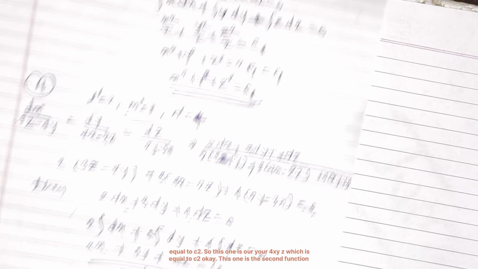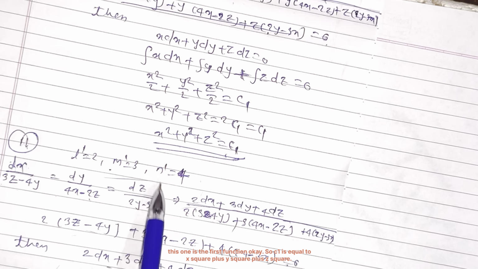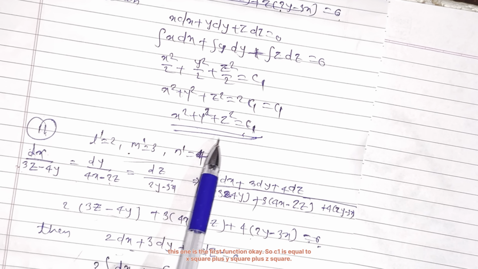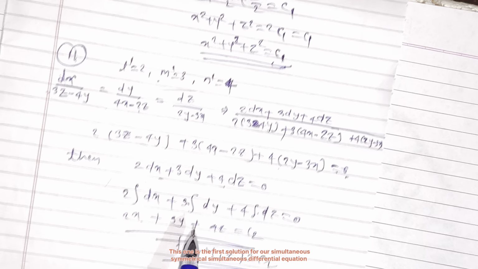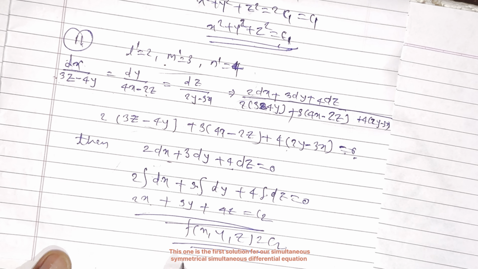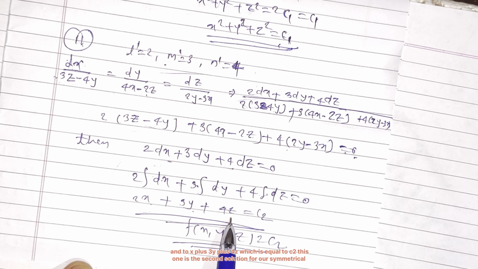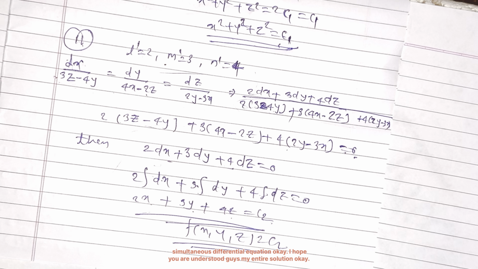This one is the second function, and this one is the first function. So c1 is equal to x square plus y square plus z square. This one is the first solution for our symmetrical simultaneous differential equation, and 2x plus 3y plus 4z equal to c2 is the second solution for our symmetrical simultaneous differential equation.